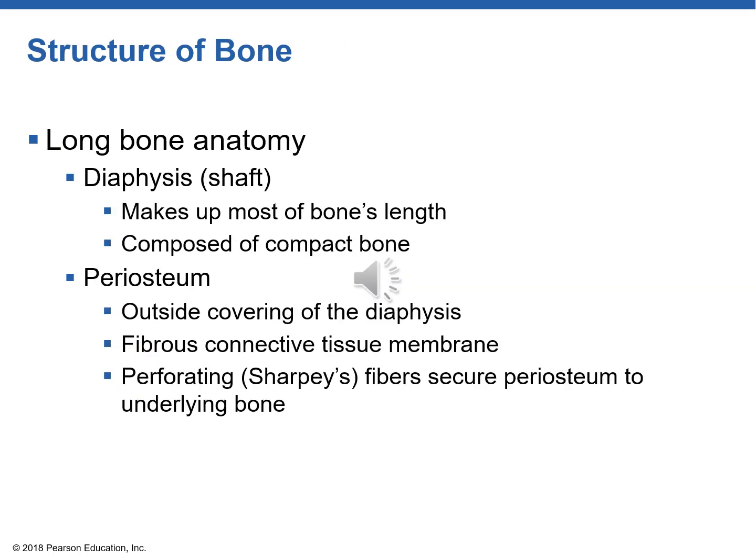The long bone has the long shaft, and this makes up most of the bone's length, and it's made up of compact bone, which we'll be studying. It has an outer layer called periosteum, which wraps around the diaphysis, and I think of it as being sort of stapled in place with Sharpey's fibers. It secures the periosteum to the bone.